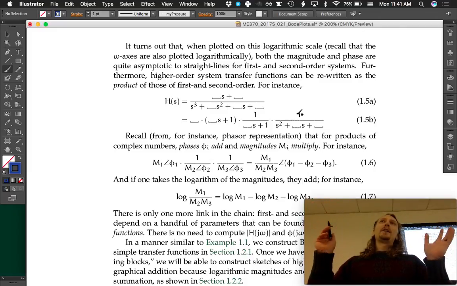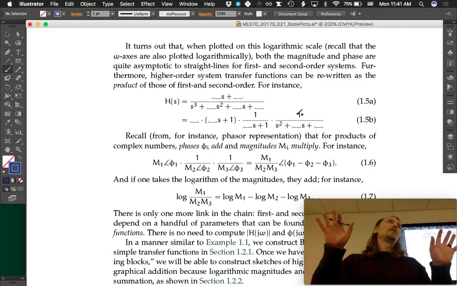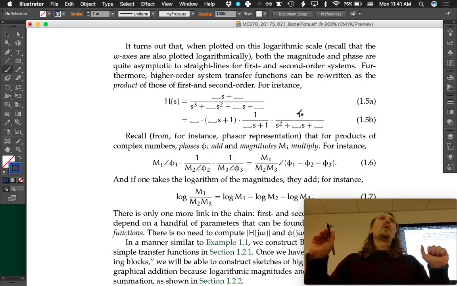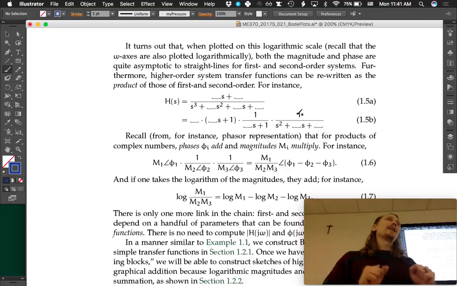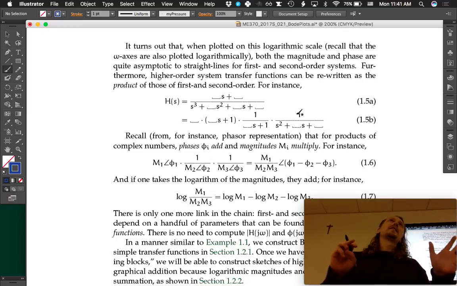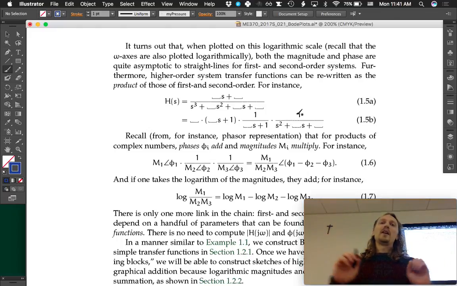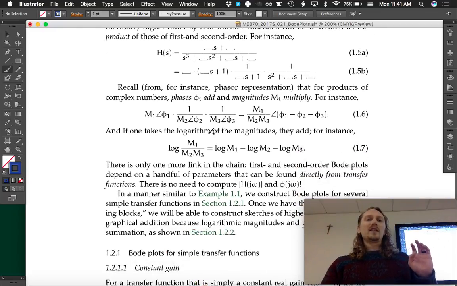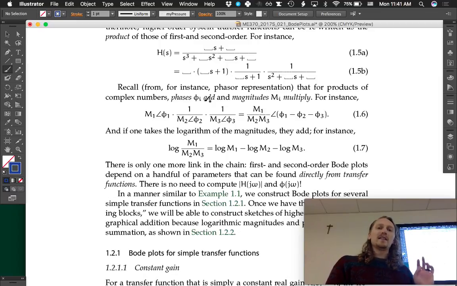But I don't know about you guys, taking products of lines is not the easiest thing to do graphically. And this is actually the big motivation for why we're doing this logarithmic thing. It's nice that it's straight lines, yes, but one of the big reasons is that we can use this nice fact. First off, in phasor notation, if you have complex numbers that are multiplying, the magnitudes multiply and the phases add, right? We've known that for a while.